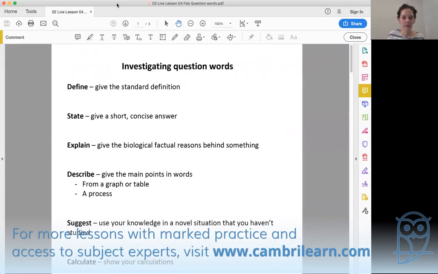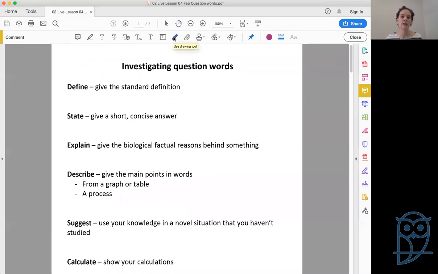So what the aim is for today is to actually go through some of the important question words that come up in the exams, and then we're going to look through a past paper question to see how these question words are actually used in the questions themselves.